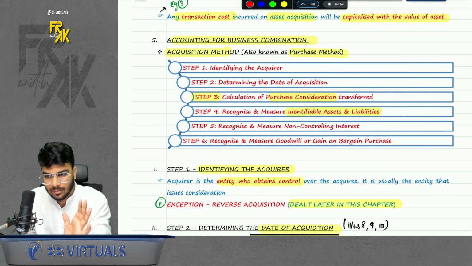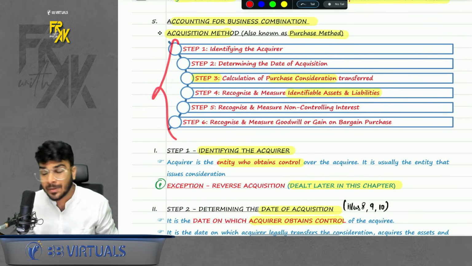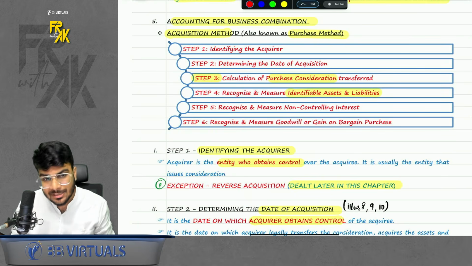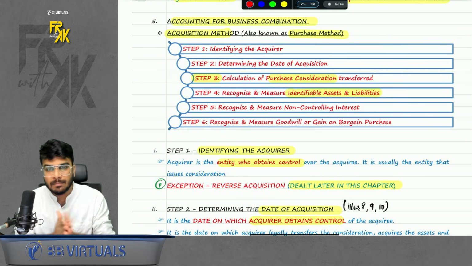So we will look at the accounting from the point of view of the purchaser. The purchaser will have to follow 6 steps. How many steps? 6 steps. Do you remember all the steps? Chalo, without seeing, tell me one by one.